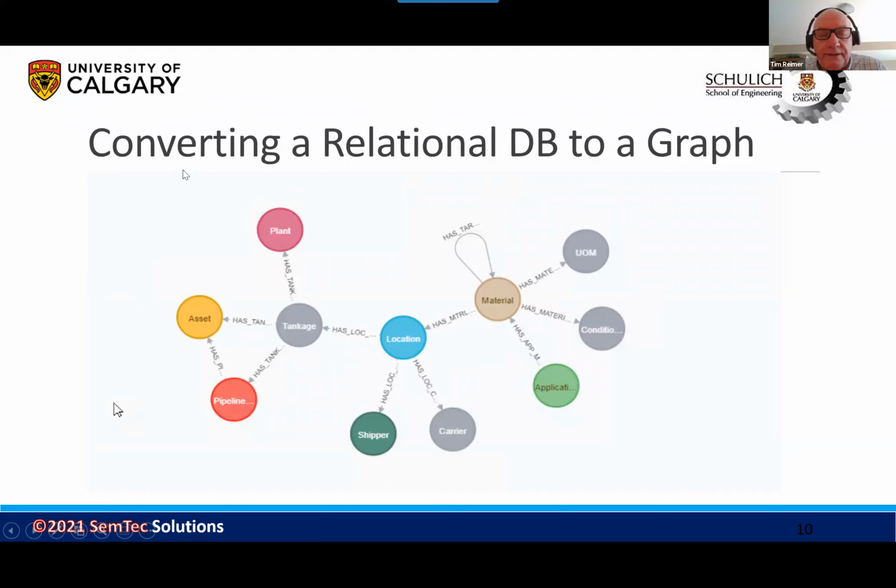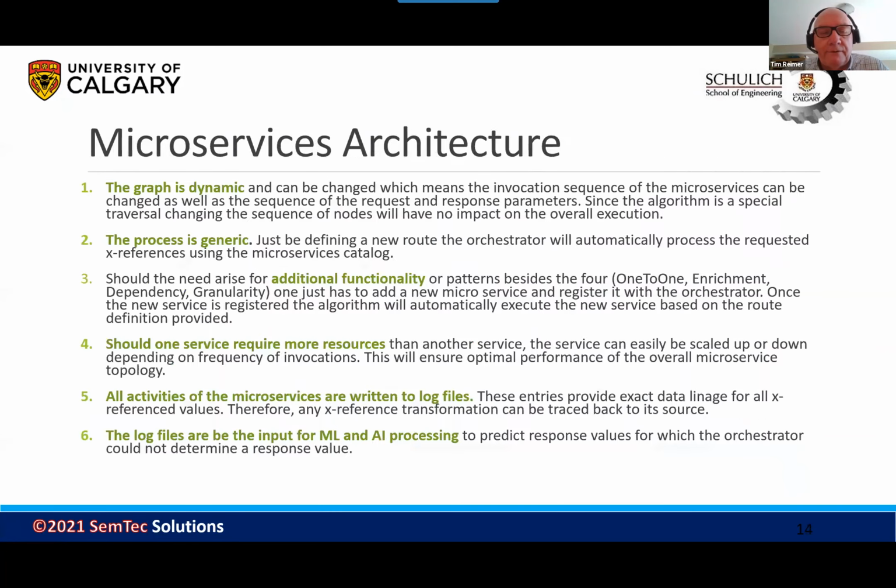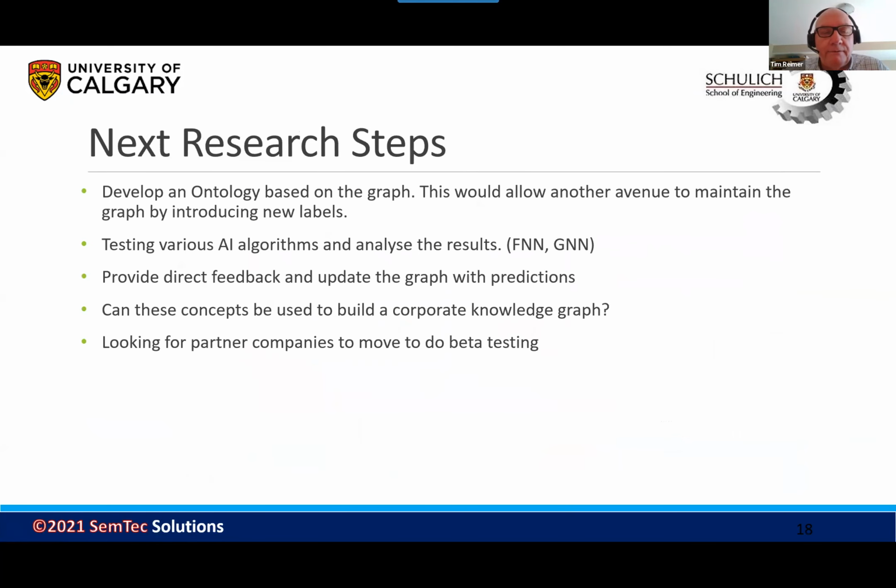I can basically expand or morph this into a complete knowledge graph for an organization to track anything inside this graph. So that's the next step that we want to explore: developing ontologies based on this graph. This would allow for another avenue of maintaining the graph by introducing new labels to it. For example, we could take Protégé as a front-end tool to maintain the graph if we wanted to, and so on.